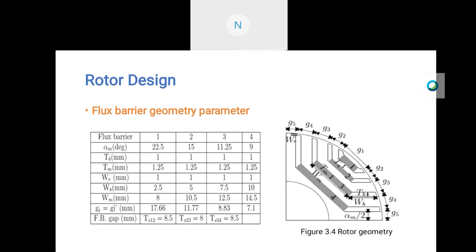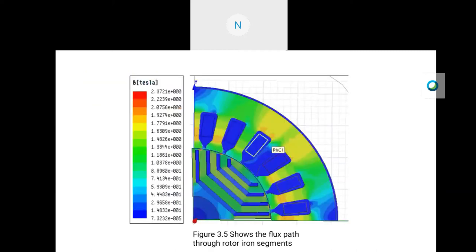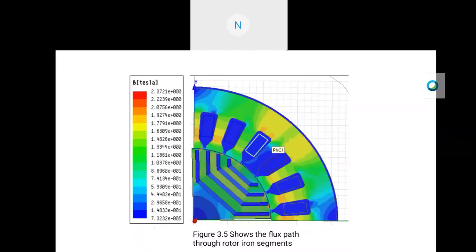In the next slide, I am showing a figure where the stator flux is moving through the rotor iron segments. Here you can see.